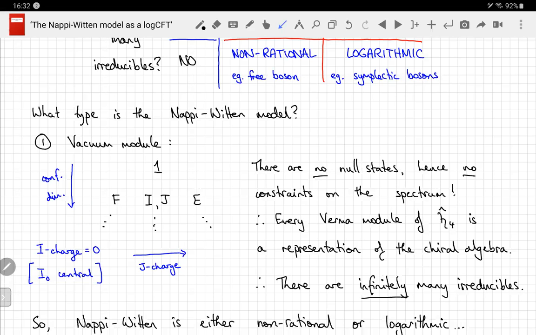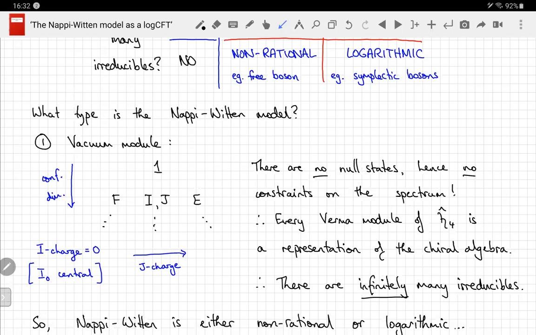All right, so you have a look at this vacuum module, and you realize with actually not too much work that there are absolutely no null states whatsoever, apart from 0, I suppose. This module has no null states, and what this means is that you don't have any constraints on the spectrum of the conformal field theory. If you take any old representation of the affine version of our Nappi-Witten algebra H4, so if you affinize it and look at its representations, they'll always be representations of the chiral algebra. In particular, we can take the Verma modules, or if you prefer Fock spaces, whatever language you prefer, those will be representations of the chiral algebra.